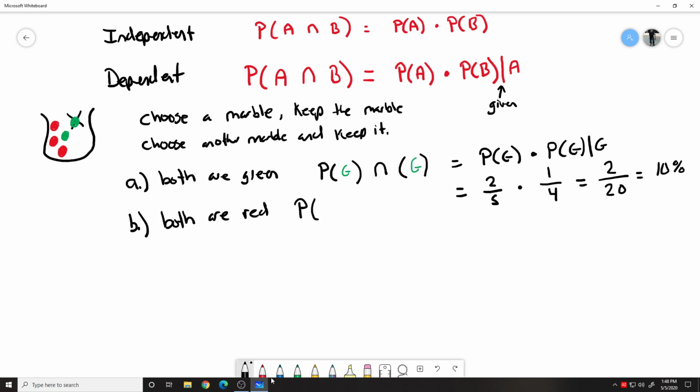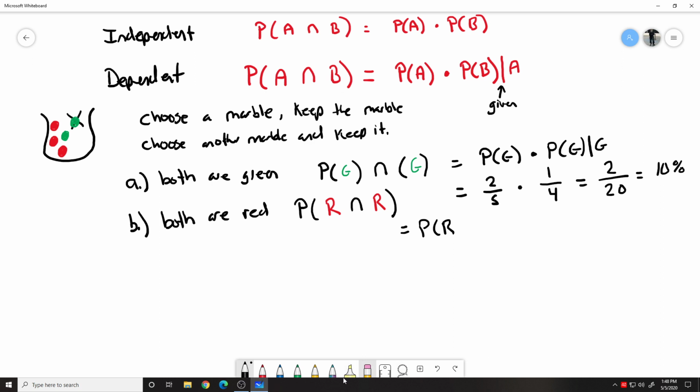I messed it up on that first one. Let's write it properly this time. So we want to know the probability of getting red and, remember this symbol for and, another red. So we're looking for the probability of R and R. Well, that's going to be equal to the probability of getting a red.